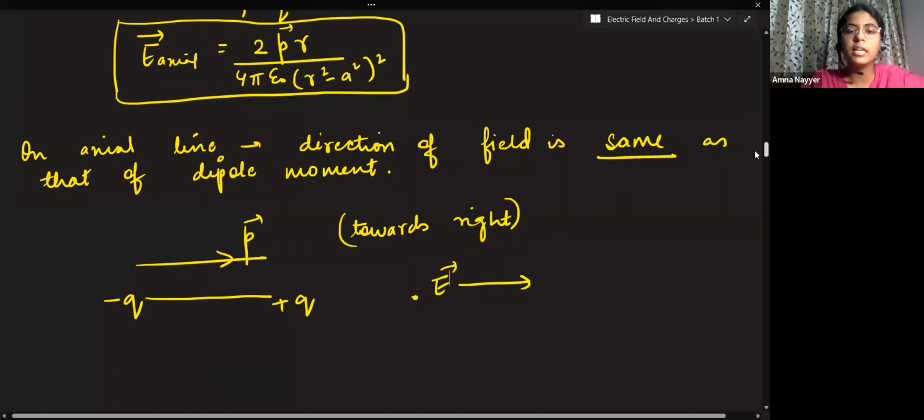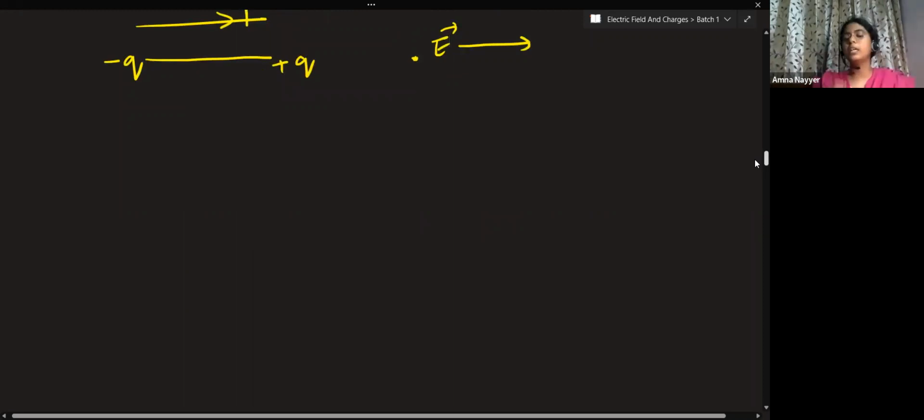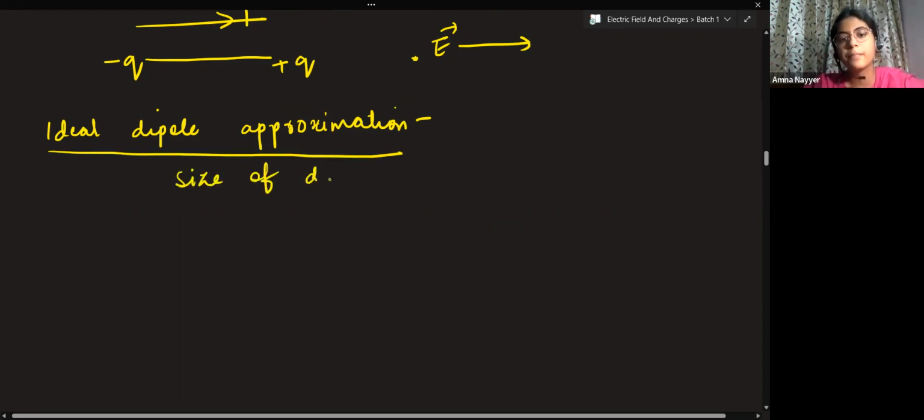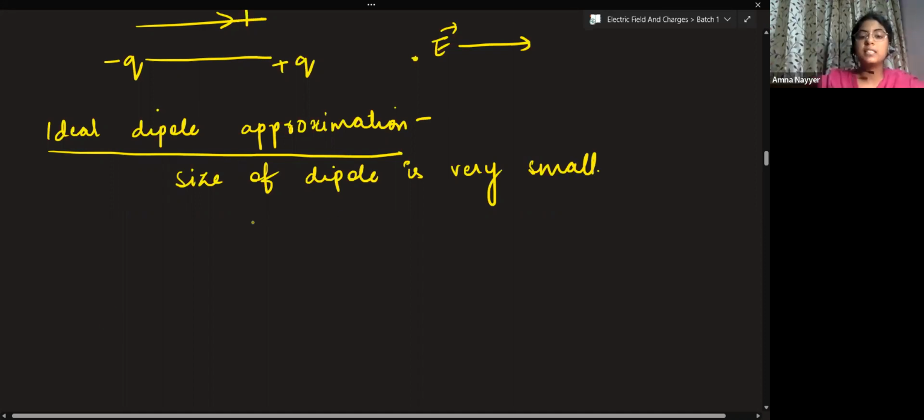Now see, one more thing in this, before you write down and we begin the next case, you have to know one more thing. This is ideal dipole approximation. This is commonly used in your answers. See, ideal dipole approximation means the size of the dipole is very small. So it means the R that we have taken is very, very much greater than A.